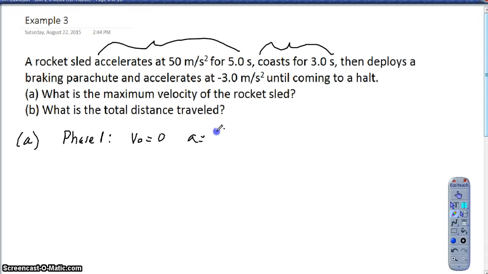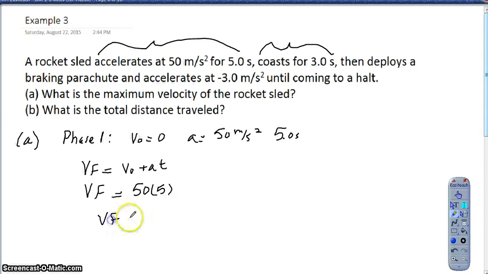We know the acceleration is 50 meters per second squared, and we know that it's doing so for 5 seconds. Okay, so we've got these pieces of information. So if I ask you to find the final velocity, well, the final velocity is just v sub 0 plus a delta t, right? A times t. So easy enough to calculate. I know my initial velocity is 0, I know my acceleration is 50, I know my time is 5. So the final velocity it reaches, obviously a very, very quick velocity here, but 250 meters per second.